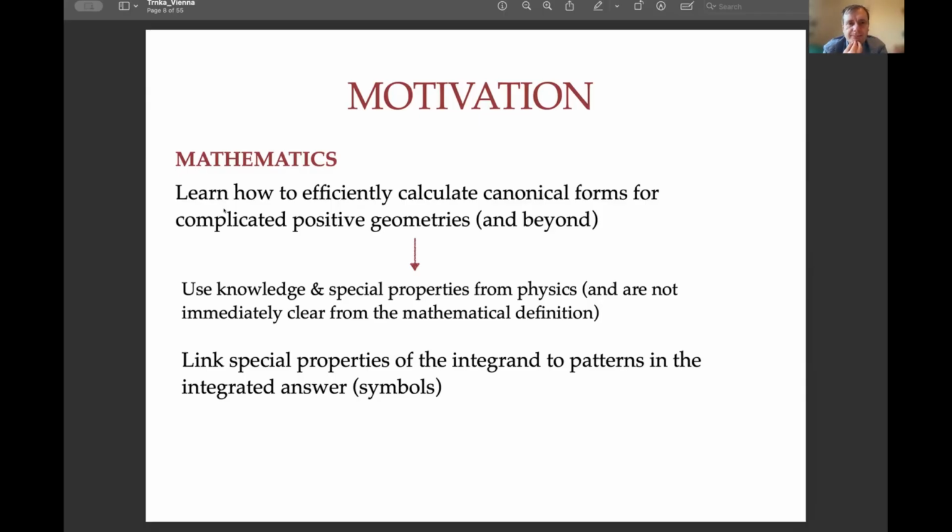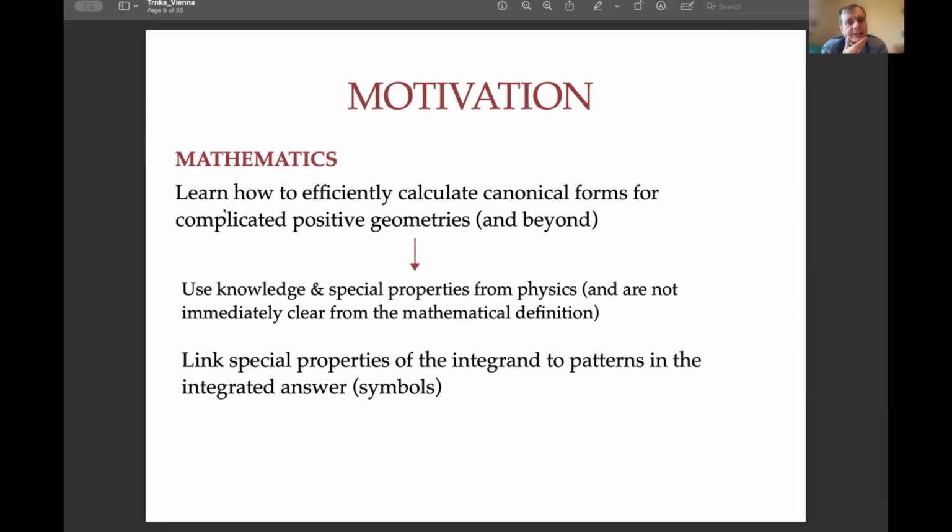I will show some examples. Yeah, we know that something must be true in physics. We can inject this information when we calculate a form, but it's not totally obvious from the definition of the positive geometry what this property is or how it should be used on that side.